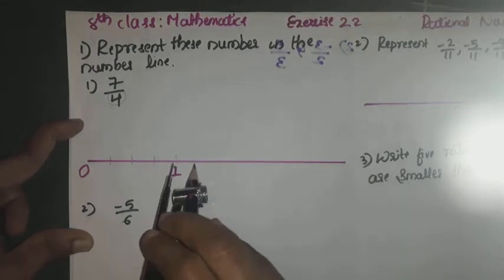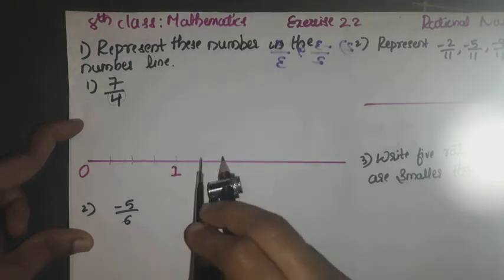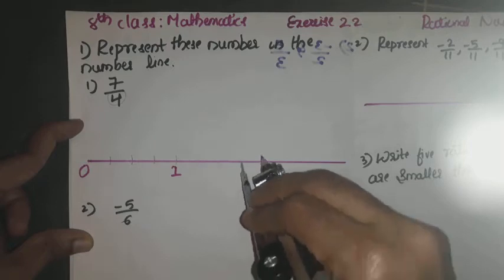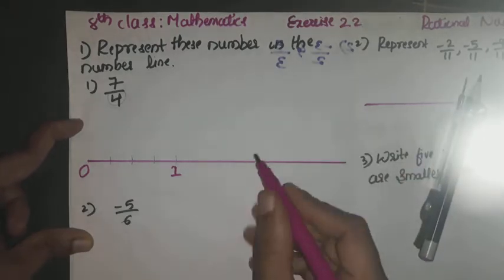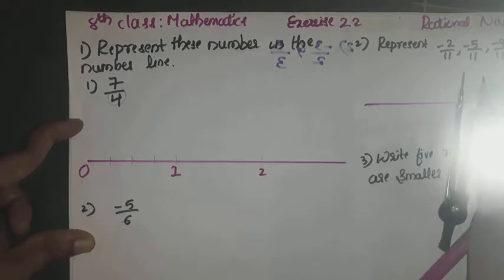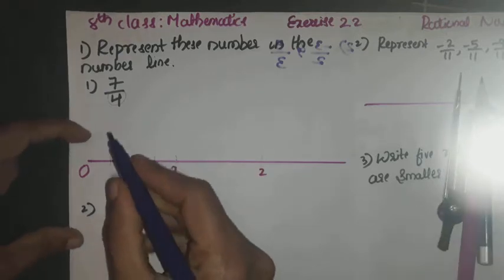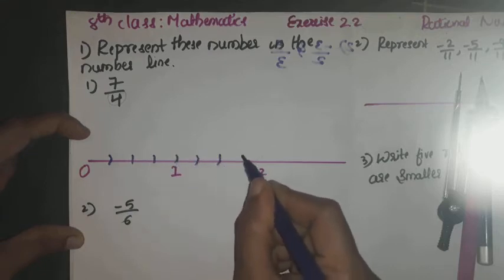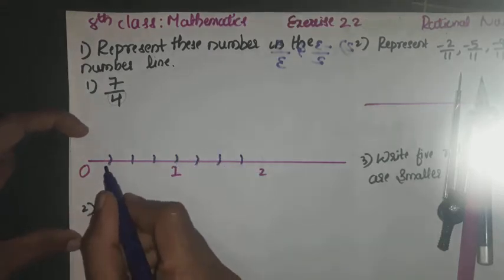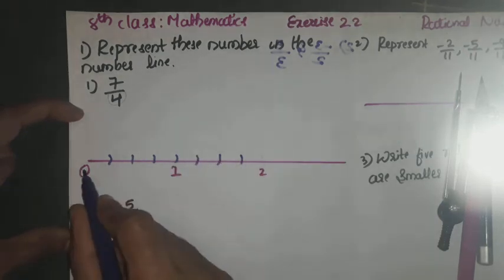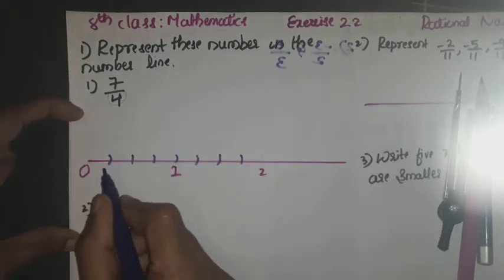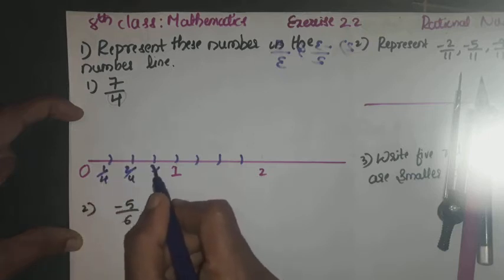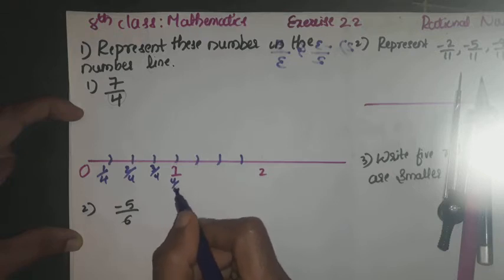Next number: 1, 2, 3, 4. This I call 2. Okay, here I mark these numbers. So this is the first number. We divided each number into 4 parts. That is, this is 1 by 4, 2 by 4, 3 by 4. This is 4 by 4. 4 by 4 is 1.